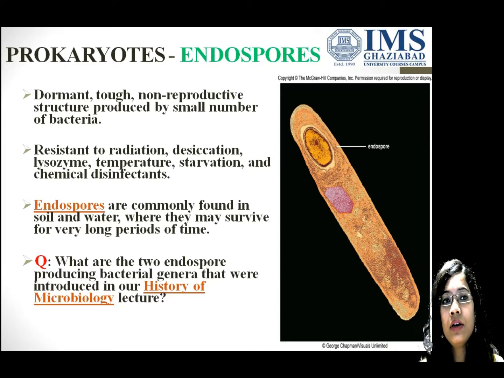So basically, an endospore is a dormant, tough, non-reproductive structure produced by a small number of bacteria. You can see here a bacterial cell, and here is the endospore. The endospore has a tough covering, which can hardly be broken down by normal environmental conditions. It is resistant to radiation, desiccation, lysozyme, temperature, starvation, and chemical disinfectants. Endospores are commonly found in soil and water, where they may survive for very long periods of time.